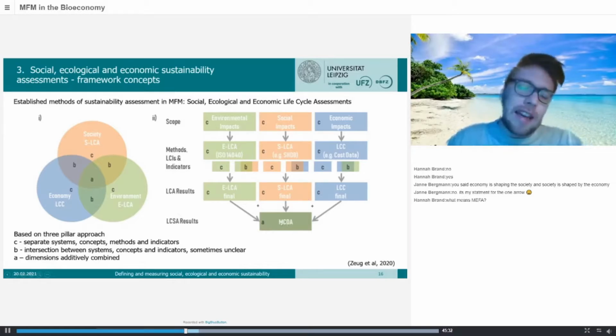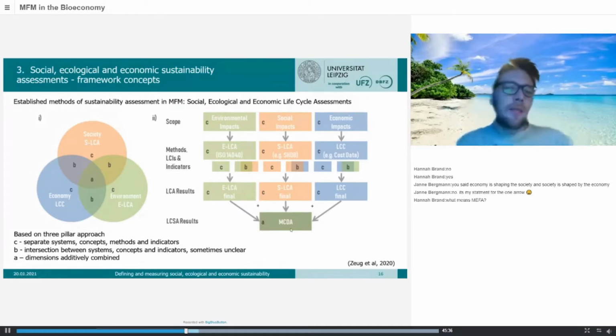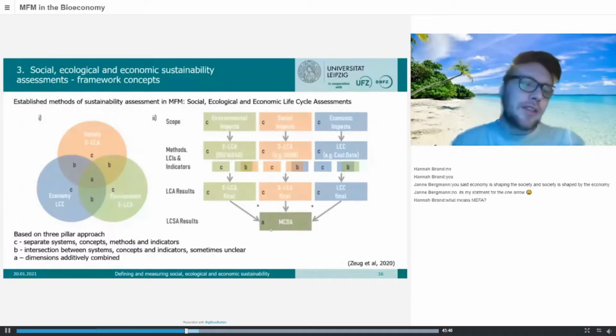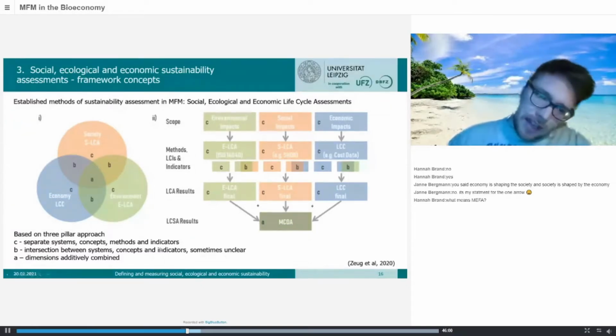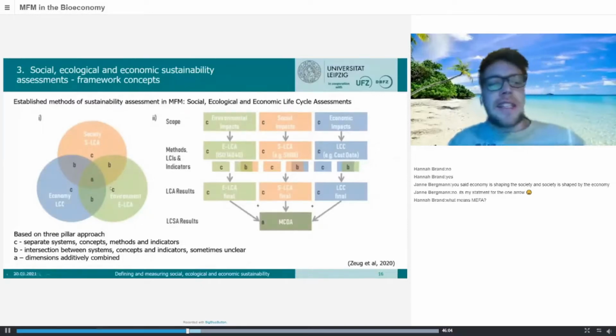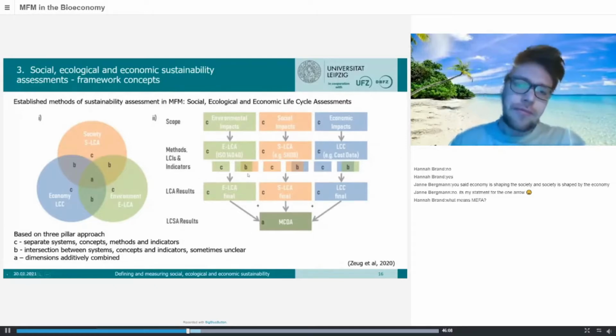For example, by MCDA. MCDA means multi-criteria decision analysis. So you're just combining them, and then you can make some assumption or some result about what you think is sustainability. So the three-pillar approach and the three different methods have separate systems, separate concepts, separate methods, and more or less separate indicators. And the problem is that the intersection between those systems and also between those concepts of the LCA methods is sometimes unclear. And at the end, the dimensions, the different systems, methods, indicators, and so on, are additively combined in the MCDA. And this produces also a lot of problems.